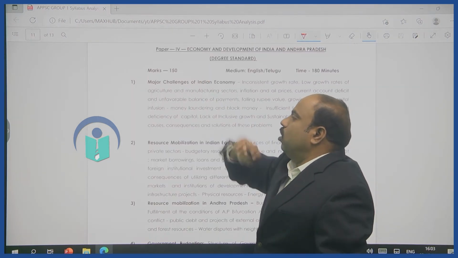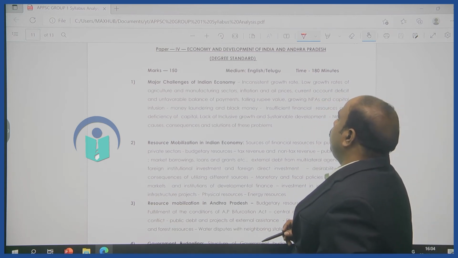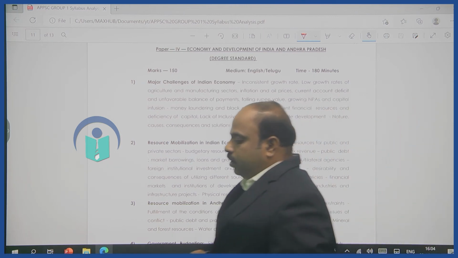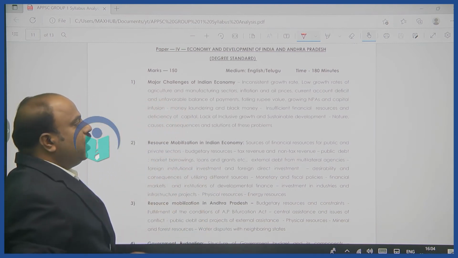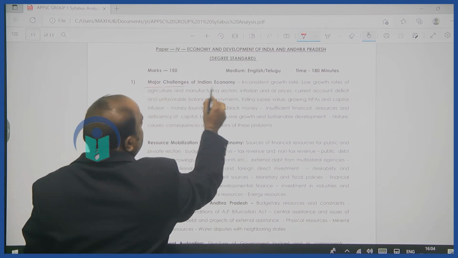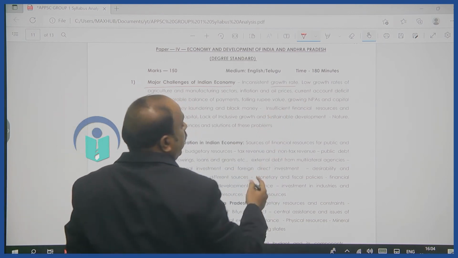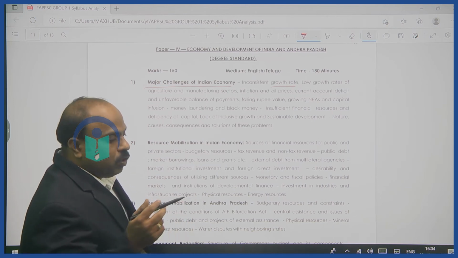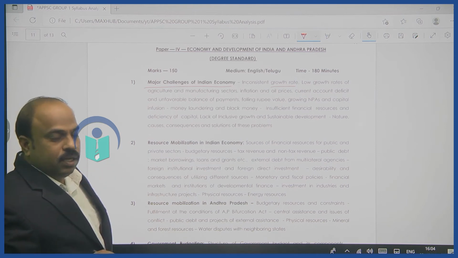So Paper 4 of Mains, Group 1 Mains: economy and development of India and Andhra Pradesh. Here the complete economics syllabus is given for Andhra Pradesh as well as for India. So what are the topics to be read here? That is, major challenges of the Indian economy. That is the growth rate. Why is the growth rate inconsistent? Then why are low growth rates being recorded in India, as well as in developing countries?